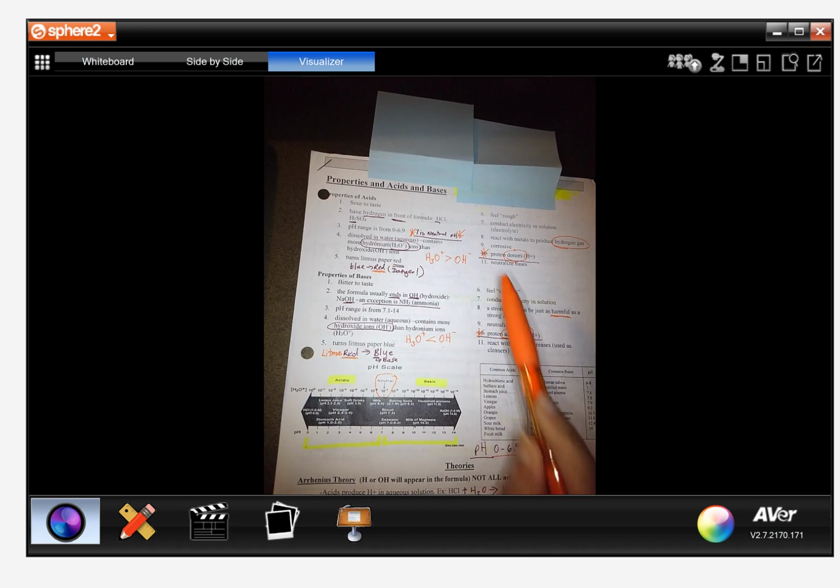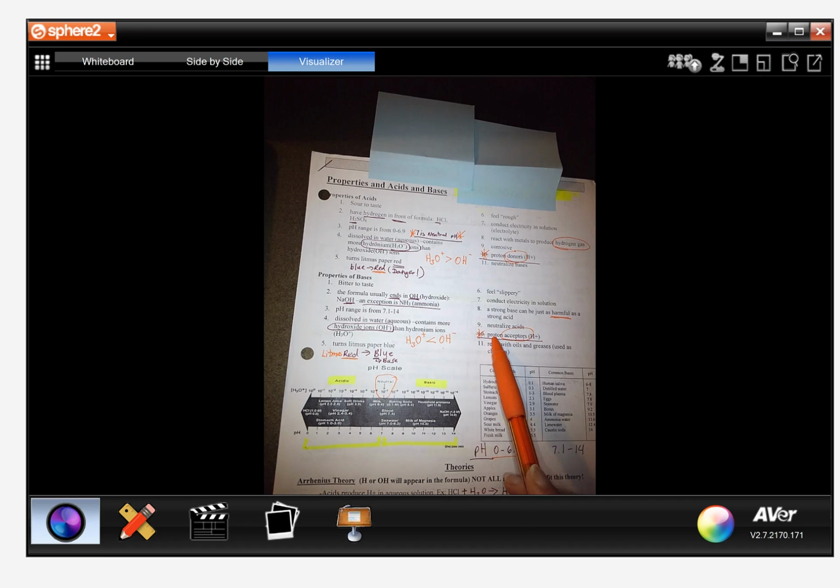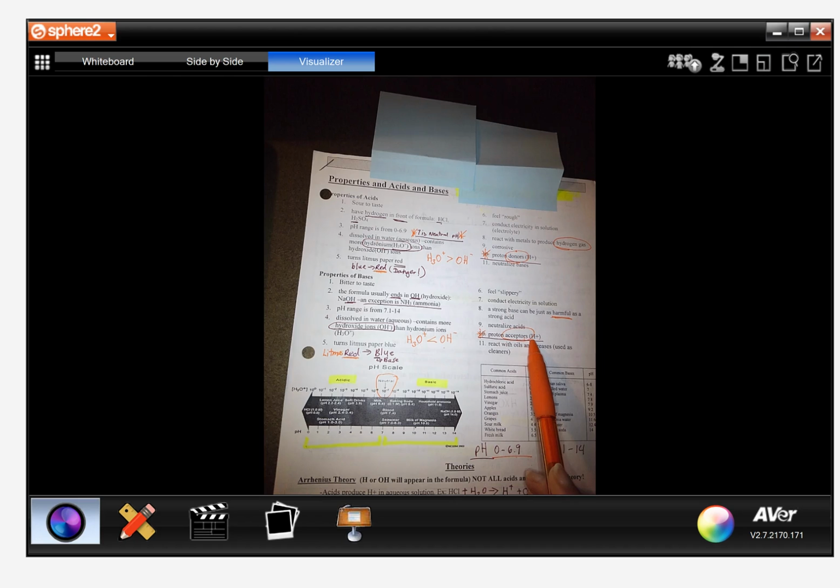And number 10 is super important, just like it is for acids, that unlike before for acids, bases now accept hydrogen. So that is going to come in handy when we start talking about Bronsted-Lowry theories.